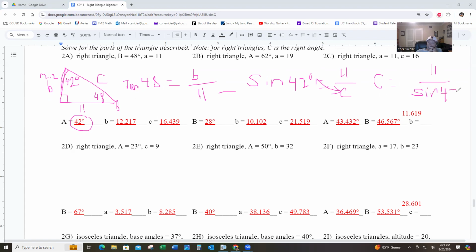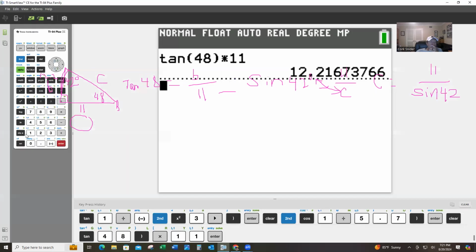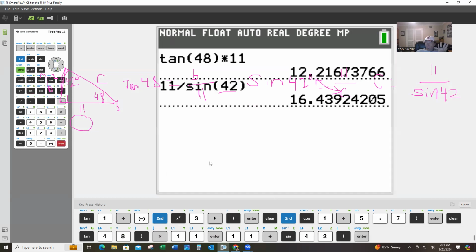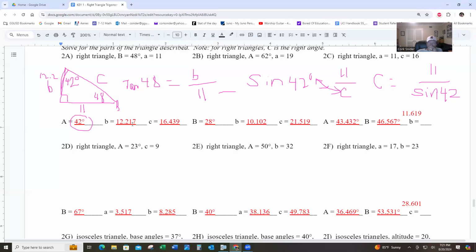You probably did this stuff in geometry. That's my guess. So 11 divided by the sine of 42. Okay, let's bring that up. So 11 divided by the sine of 42. 16.4 or so. Perfect. 16.4. All right. And there you go. Okay, so let me erase that. Let's do another one.